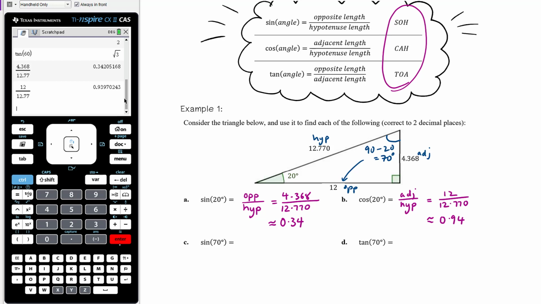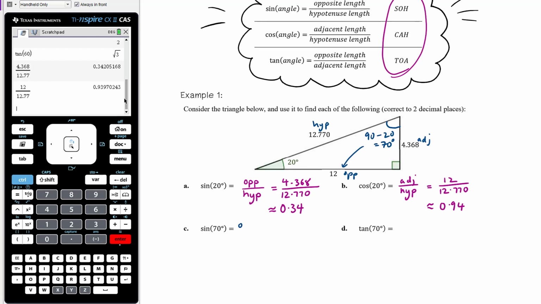So sine of 70, opposite over hypotenuse. So in this instance that is 12 over 12.770. We actually did that calculation in the previous example, so 0.94. So again, we're seeing that the opposite side length, 12, is about 94% of the hypotenuse side length, 12.770.